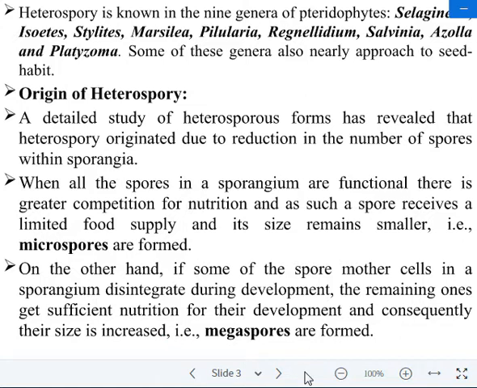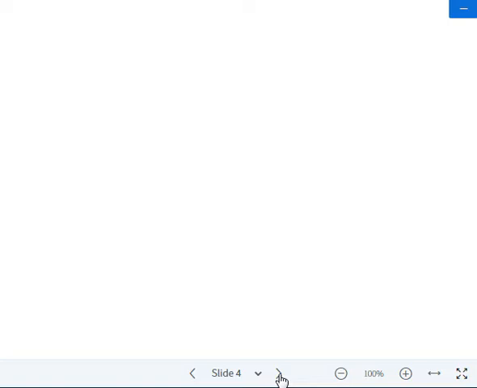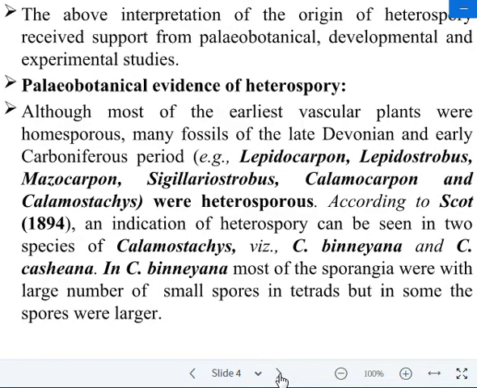So in heterosporous ferns, there is production of two different shapes and sizes of spores. One is the microspore and the second is the megaspore. So you may say that due to competition for nutrition within the sporangium, the spores which receive limited nutrition remain smaller in size, and some receive a proper amount of nutrition, increase in size and function as megaspores.